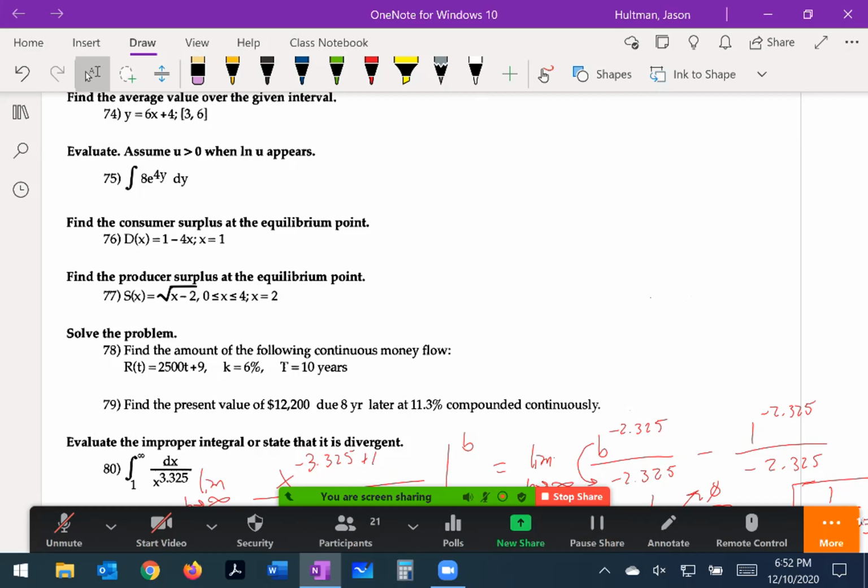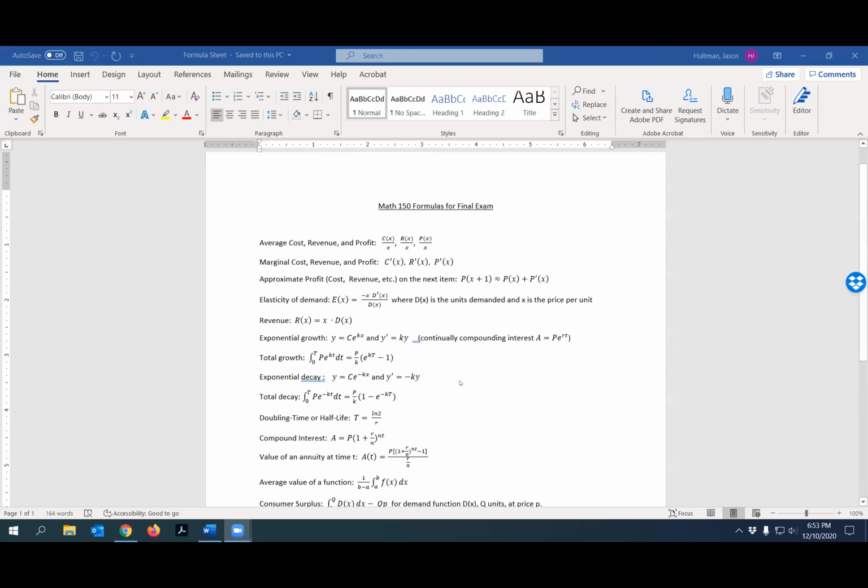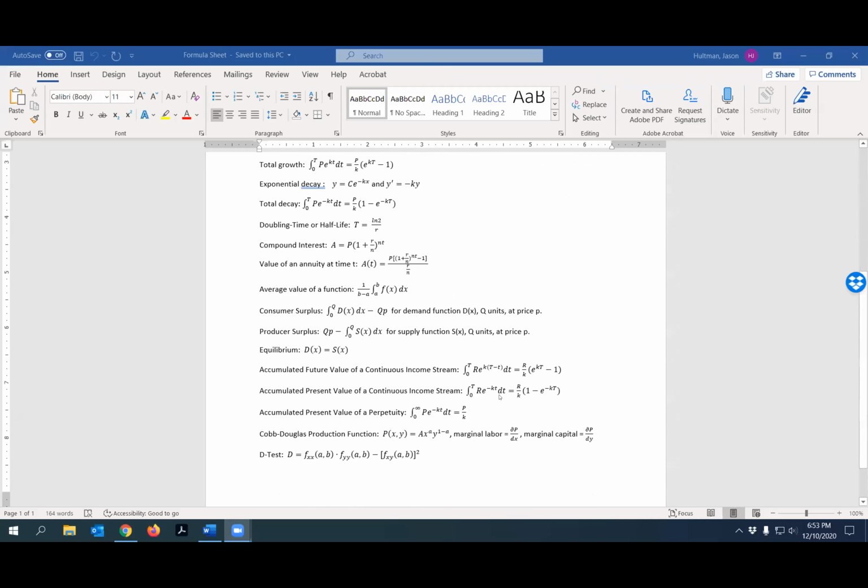Let me stop sharing for a second. Okay, so this I just gave you. And again, if you were to open it up and look at producer surplus, it's this guy right here. Okay, makes sense? So QP minus the integral from 0 to Q of S of X dx.